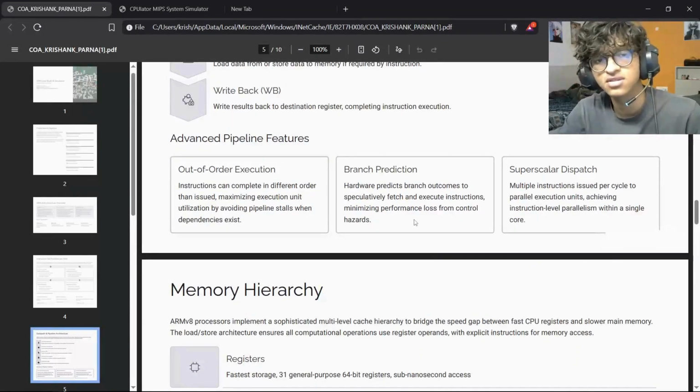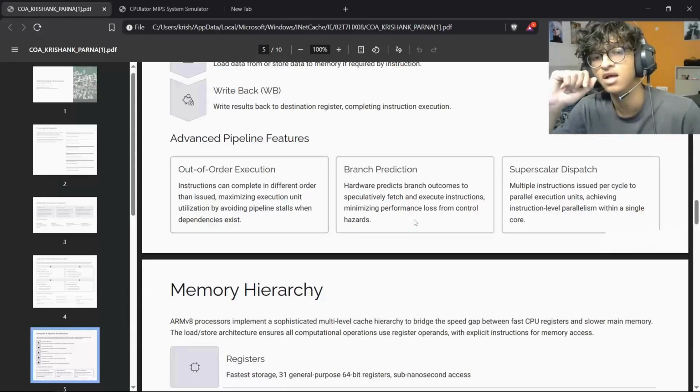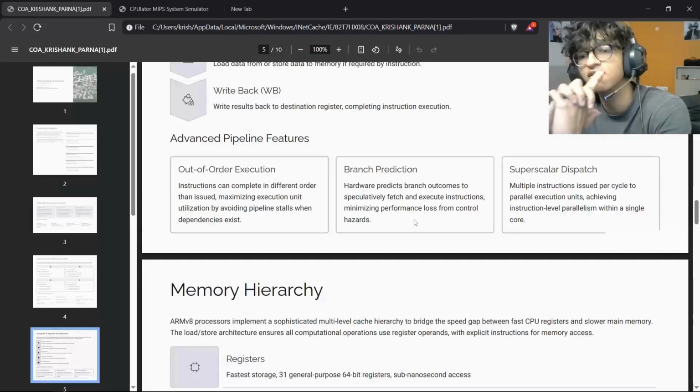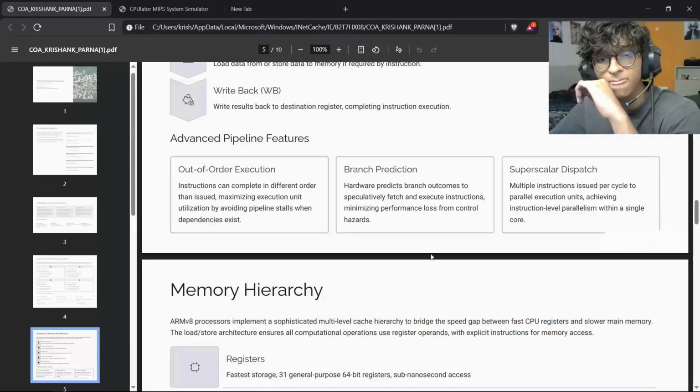Advanced pipeline features. Out of order execution: instructions can complete in a different order than issued, maximizing execution unit utilization by avoiding pipeline stalls when dependencies exist. Branch prediction: hardware predicts branch outcomes to fetch and execute instructions early, minimizing performance loss from control hazards. Superscalar dispatch: multiple instructions are issued per cycle to parallel execution units, achieving instruction level parallelism within a single core. Memory hierarchy.